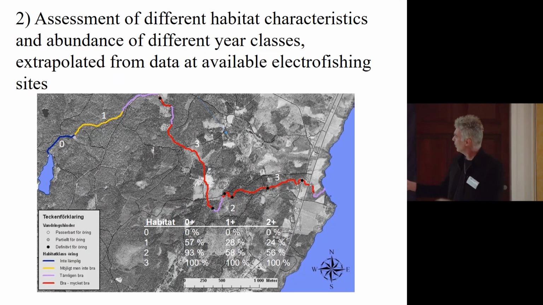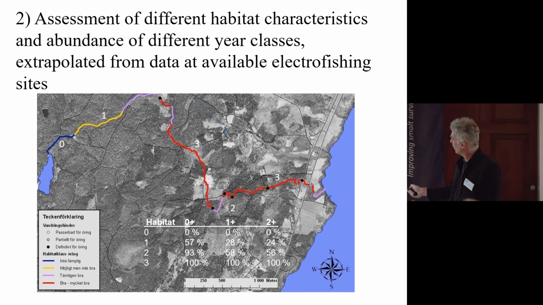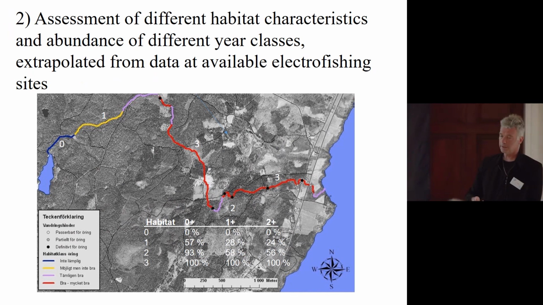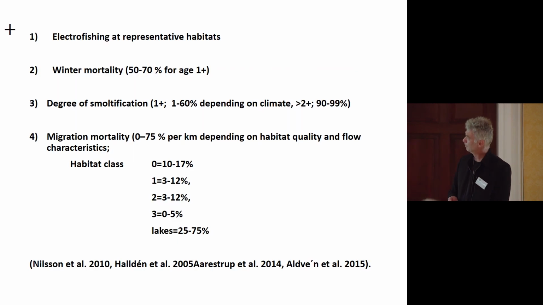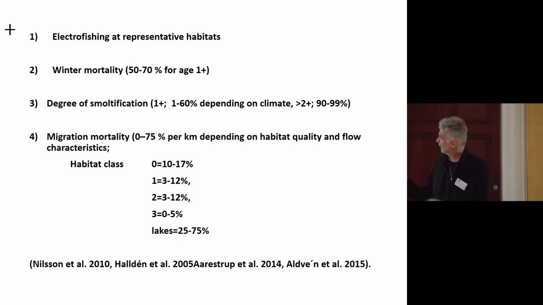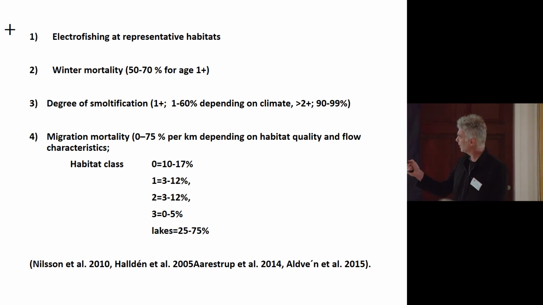So this is one example where we've been walking in the stream and categorized. This is a good habitat, 3, 2, 3. And then you get an idea about the distribution. This is an example of class 3. This is the top-ranked habitat, so this would definitely be scored as class 3. And on top of this, we add electrofishing at the representative habitats.